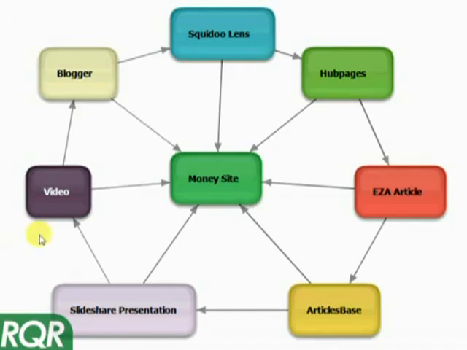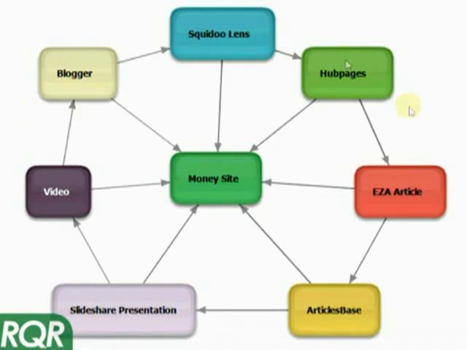For example, in videos you can often add clickable links in the video description. In blogs, of course, you can add links wherever you want, and same for a Squidoo Lens. On articles you can add your links in your resource boxes. So any site where you can create content and add your own links, you can use to build a link wheel.